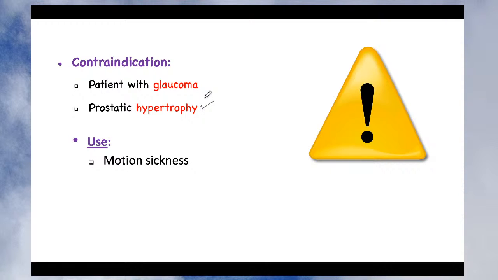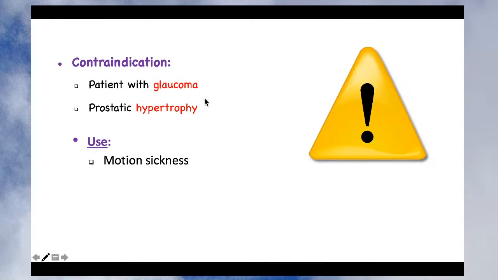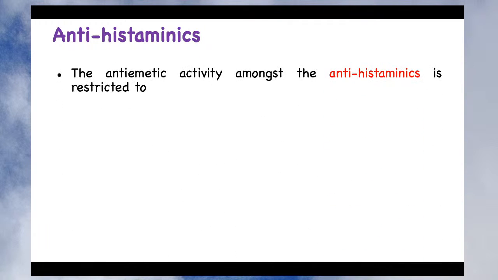Let's see what the uses are. It is used in case of motion sickness, and we have already seen why: because it reduces impulses related to the labyrinthine receptor and vestibular pathway. So this can be a good drug of choice for the treatment of motion sickness. So we are done with our first part. My second part is another category of antihistaminic drugs that we'll see now.